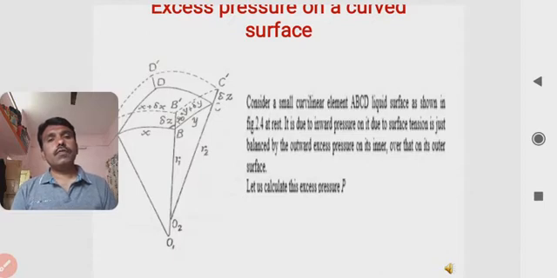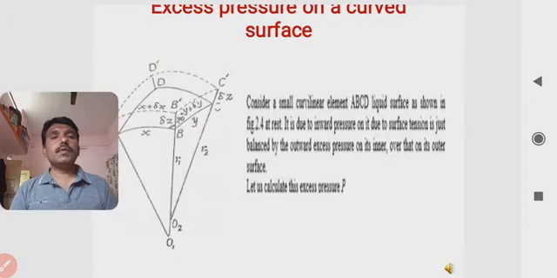The excess pressure inside a liquid drop is given by 2T by R, and for a liquid soap bubble it is 4T by R. And as far as an air bubble in a liquid is concerned, the excess pressure is again given by 2T by R.